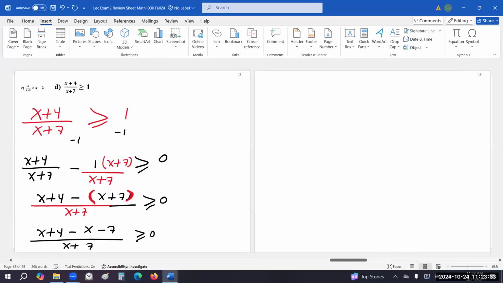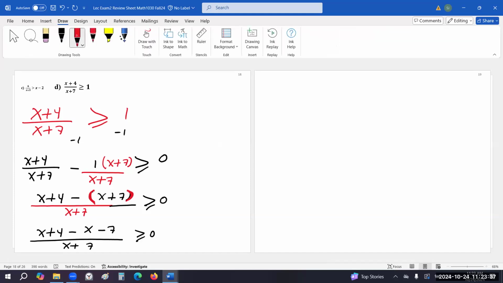So what happens to the top? When you combine like terms, you have plus x minus x. They cancel out. So we have no more x, and we have 4 minus 7. What is 4 minus 7? Negative 3 over x plus 7 bigger than or equal to 0.